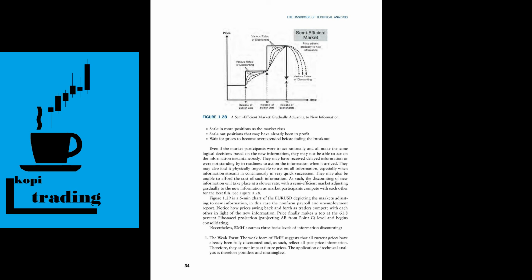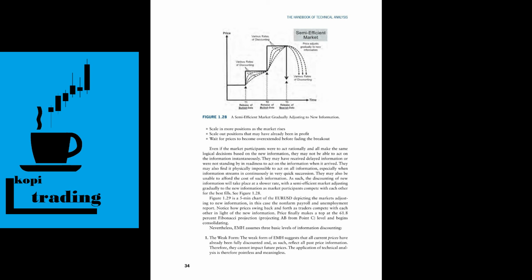See Figure 1.28. Figure 1.29 is a 5-minute chart of the EUR/USD depicting the markets adjusting to new information, in this case the non-farm payroll and unemployment report. Notice how prices swing back and forth as traders compete with each other in light of the new information. Price finally makes a top at the 61.8% Fibonacci projection, projecting AB from point C level, and begins consolidating.